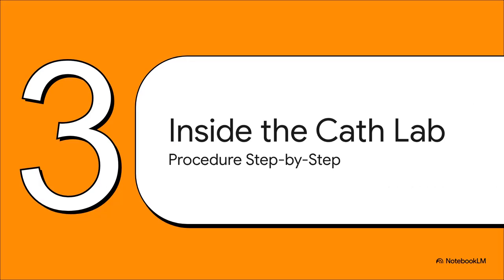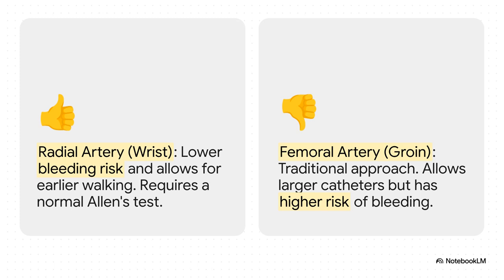All right, so your patient is on the schedule. They're heading into the lab. What actually goes on in there? How do we get all this vital information? The very first decision is a big one. Where do we go in? For years, the femoral artery in the groin was the standard. But now there's been a massive shift toward using the radial artery in the wrist.